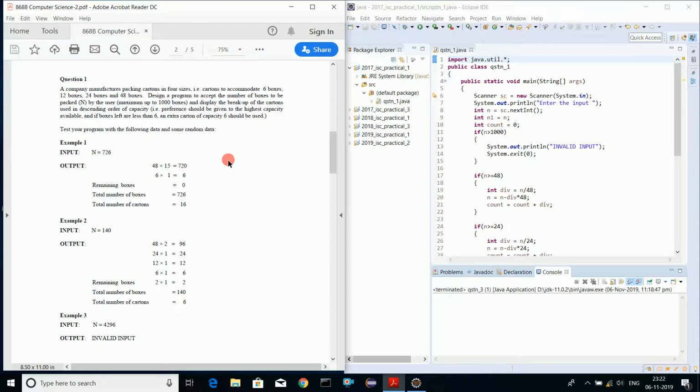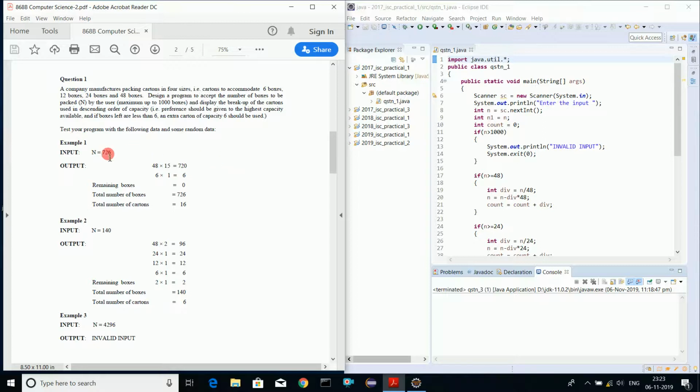The only thing is, the preference should be given to the highest capacity. That means we should start with the 48 capacity carton, then move on to the 24 boxes carton, then to the 12 boxes carton, then to the 6 boxes carton. And the boundary range is up to 1000. Maximum we can take user input up to 1000.